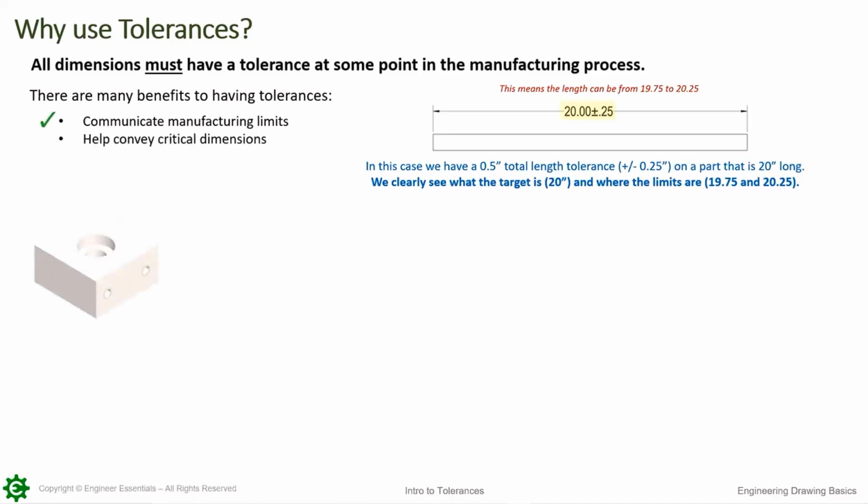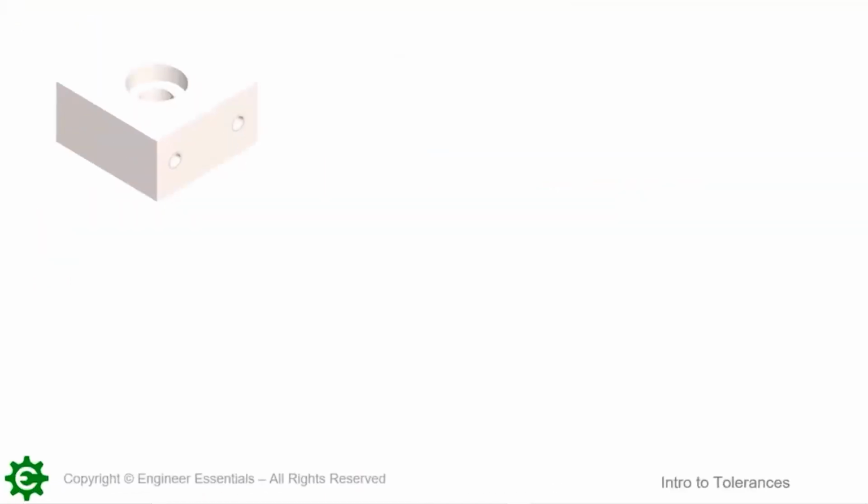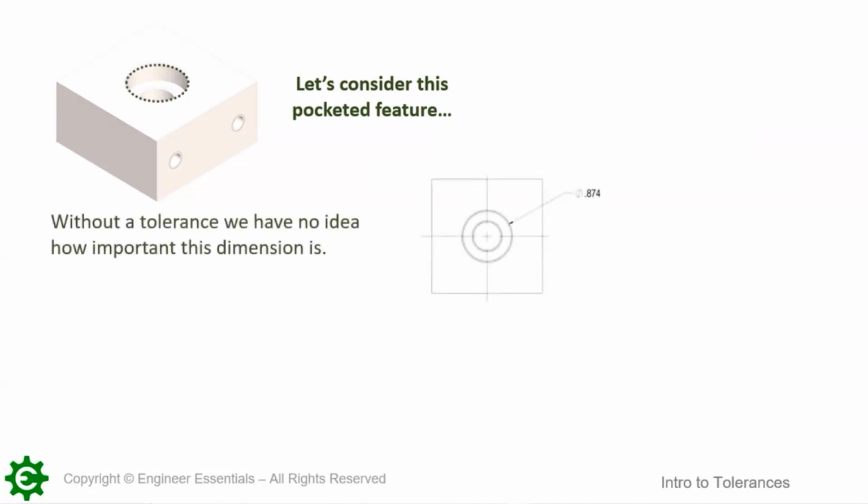Next, tolerances help convey critical dimensions on our parts. Let's consider this pocketed feature right here. Without a tolerance, we have no idea how important this dimension is, especially since we don't know what the limits need to be. What is the manufacturing process that we have to use here? Can we drill it by hand? Does it need to be reamed? When is this hole too big or too small to fit the application? Is our customer going to reject the part? Is our supplier going to use an extremely expensive method to produce this when maybe it's not that important?